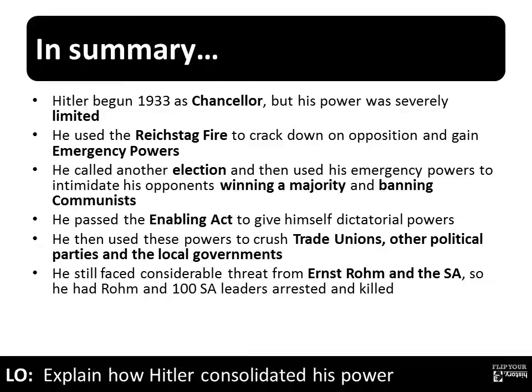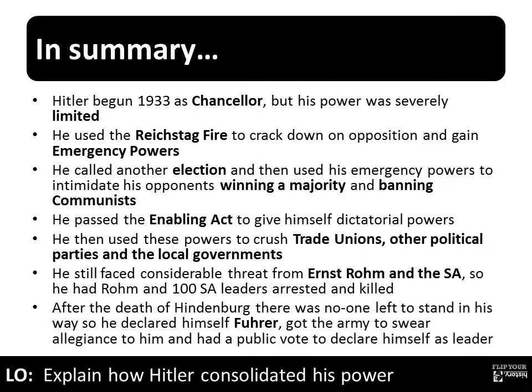He still faced considerable threat from Ernst Rohm and the SA, so he had Rohm and 100 SA leaders arrested and killed during the Night of the Long Knives. And after the death of Hindenburg, there was no one left to stand in his way, so he declared himself Fuhrer, got the army to swear allegiance to him, and had a public vote to declare himself as leader and the ruler of the Third Reich.